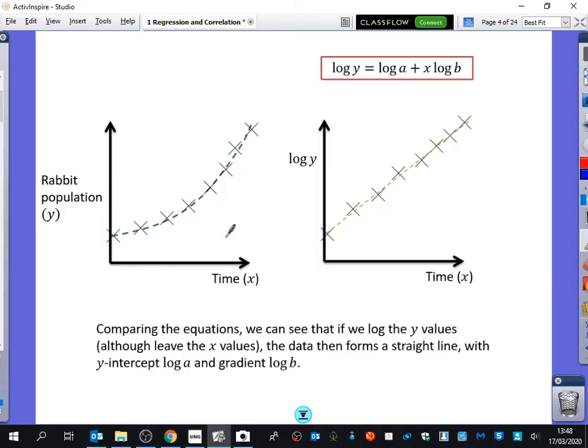Let's hop back to this. So I've said comparing the equations, we can see if we log the y values, although we leave the x values, the data forms a straight line with the y-intercept as log a and the gradient as log b. Although it's kind of hard to see, that's a bit like the m and that's a bit like the c that we've got there. So I think now if you were to look back at the squirrel question, I think it's actually going to be a little bit easier for you to do that kind of question.